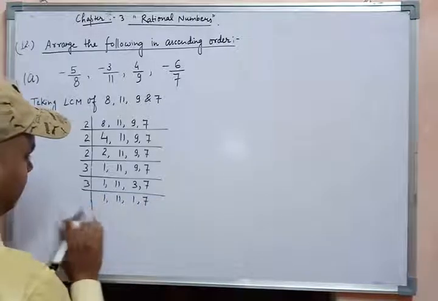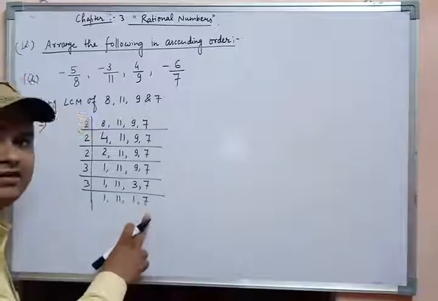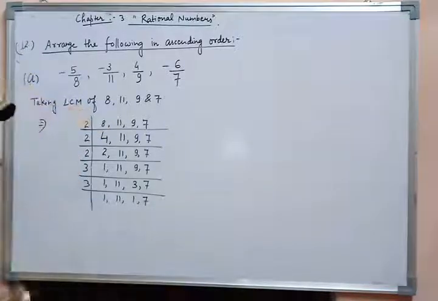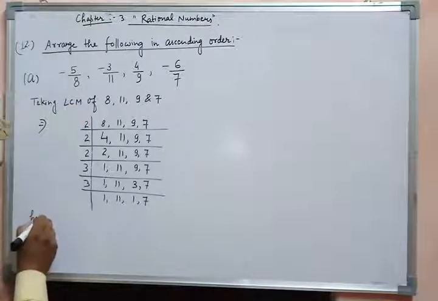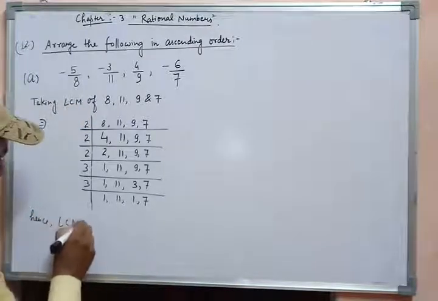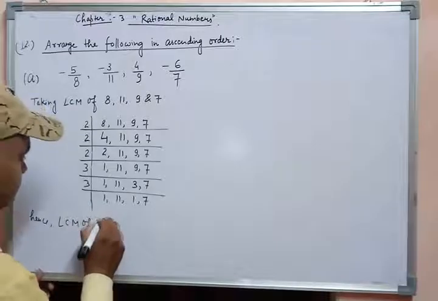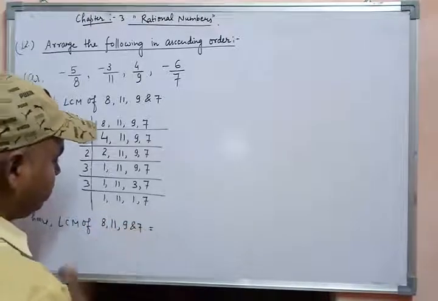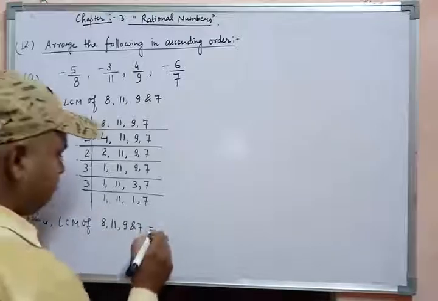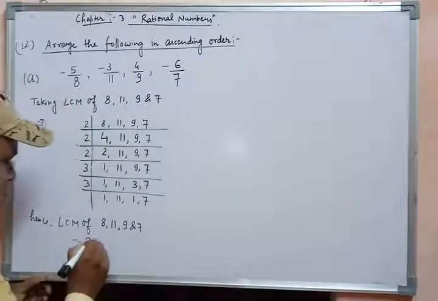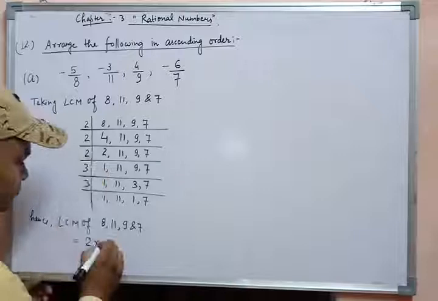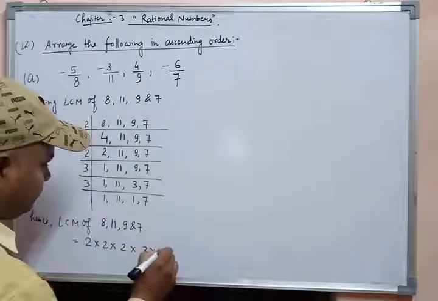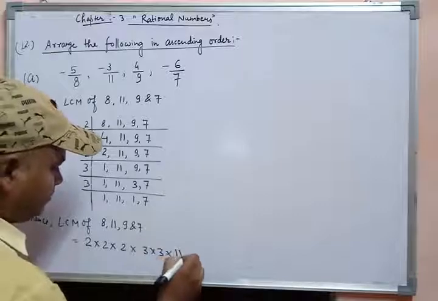Now both 11 and 7 are prime numbers, so we can say that these numbers are only divisible by 11 and 7. Hence we can write the LCM of 8, 11, 9 and 7 is equal to 2 three times, and 3 two times, and 11 and 7 also.